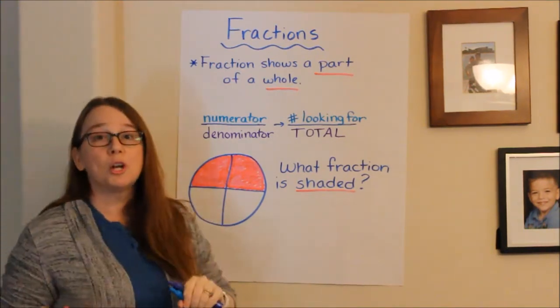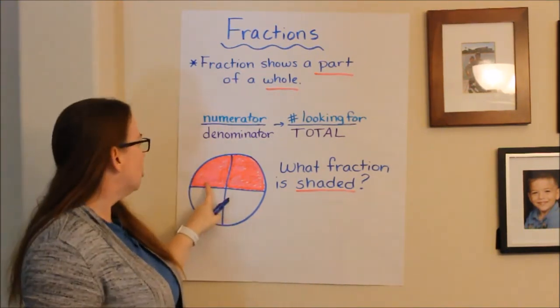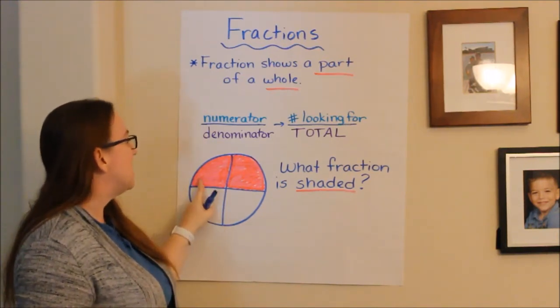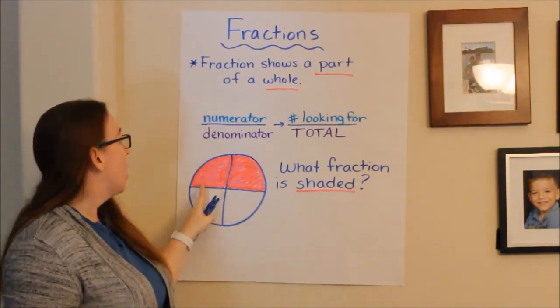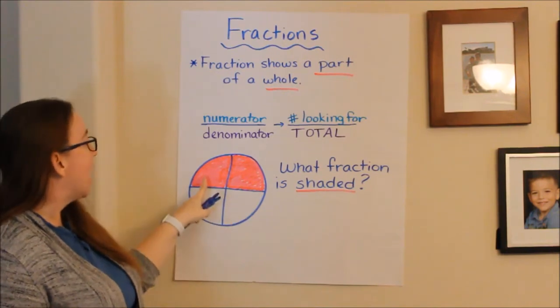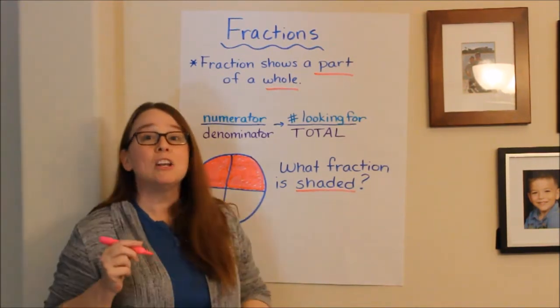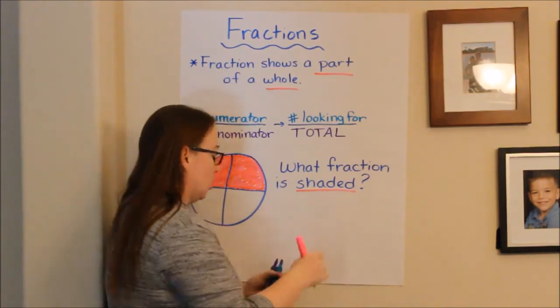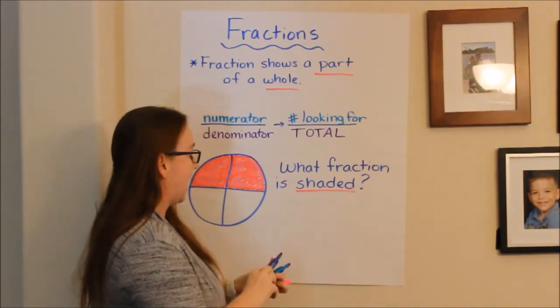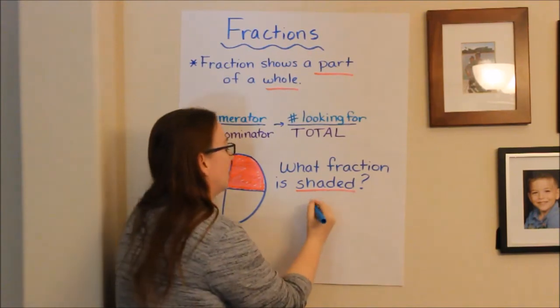So I'm going to create my fraction. Well, let's first look at how many pieces are shaded in. Well, in this circle, I have 2 pieces are shaded in. So my numerator, or my top number, is going to be a 2.